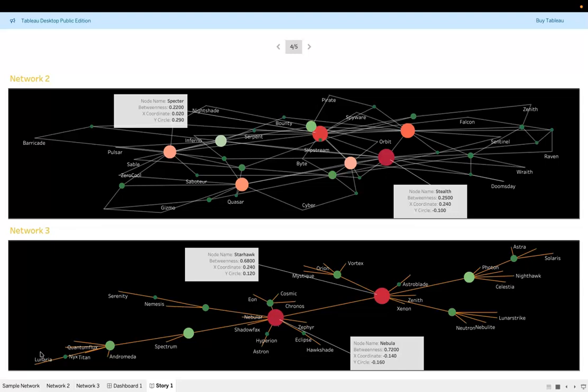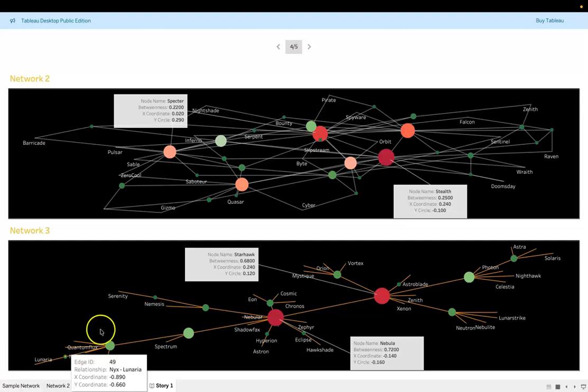All right, so for our final comparisons and recommendations, let's take a look at the graphs side by side. When we compare both networks, even though they contain the same number of users, their security risks are not equal. Network 2 distributes connections more evenly, and although nodes like Stealth and Spectre play important roles, no single node dominates the network. Its fragility level is medium, with moderate risk if a central node fails.